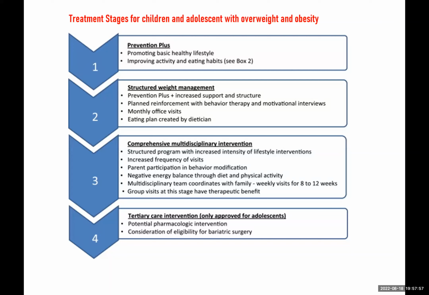Stage 3 needs comprehensive multidisciplinary interventions, and this is usually done at the level of secondary care. Stage 4 is a tertiary care intervention, only approved for adolescents, because this group of children, if they have certain criteria, may need a pharmacological intervention, and if the pharmacological intervention does not work, then you can think of bariatric surgery. So these are the stages of intervention for obese children.